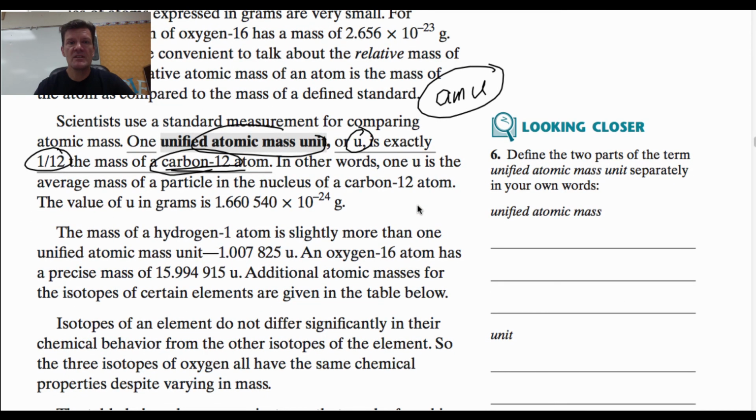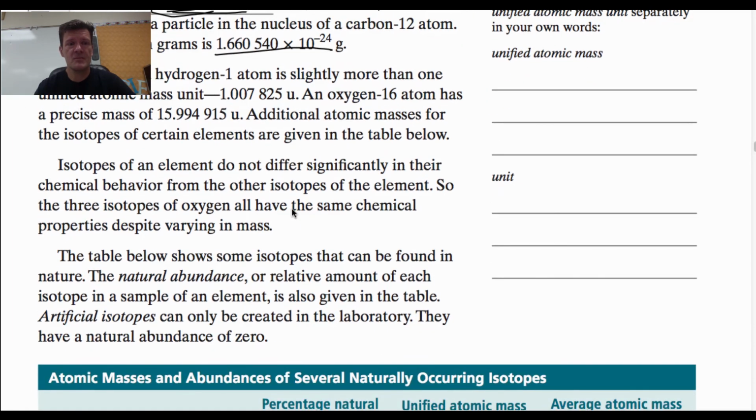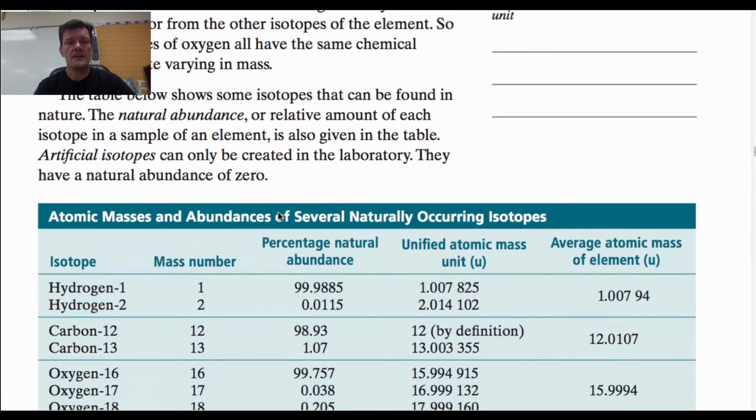Okay? Now, what is that in grams? Well, 1 AMU is, look at this tiny number, 1.66, etc., times 10 to the negative 24 grams. It's incredibly tiny, unbelievably tiny. Okay? All right.